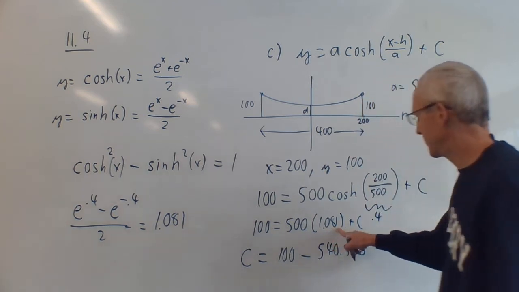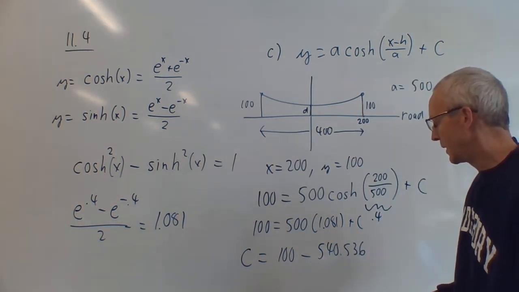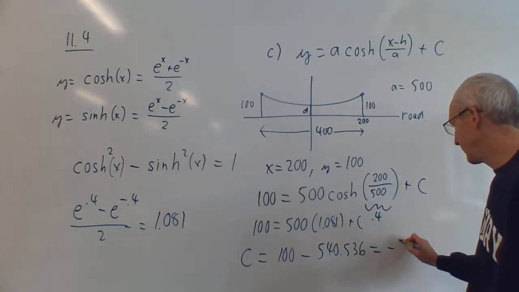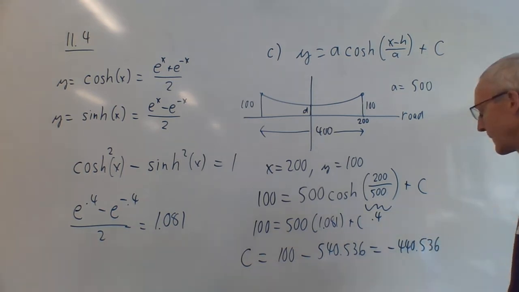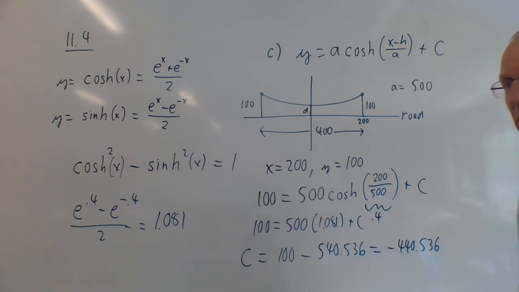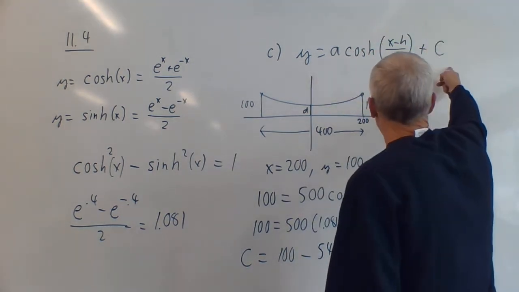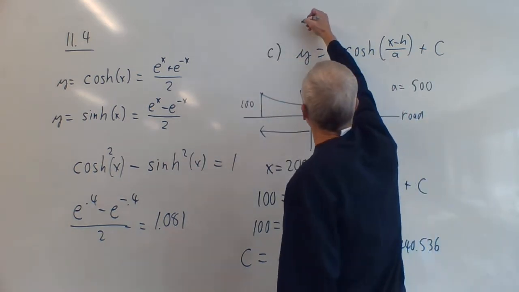540.536. That 0.081 gives you a 40.536. So that then is 100 minus that, that's negative 440.536. Okay, that's our C. Now we know the full formula. Now we know that Y, we plug all that stuff in, we plug our C in. I'm going to write the new formula up there so you can see it.